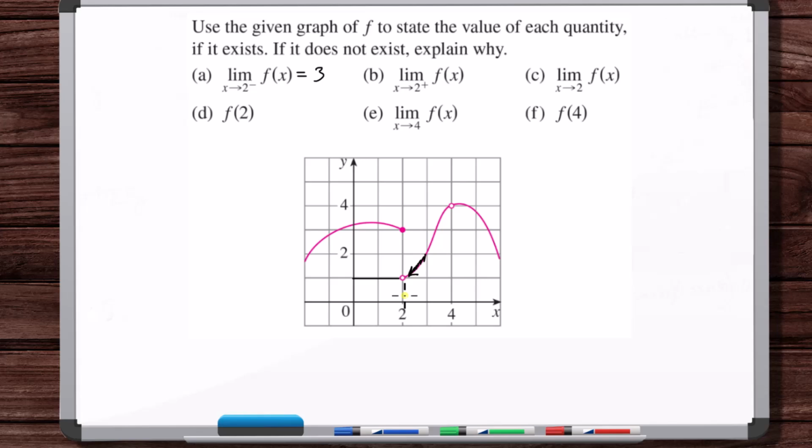It doesn't matter whether we're coming from above or below the output. I'm just stating that for clarity, right? If we were coming from below 1, we would still write this limit as 1.